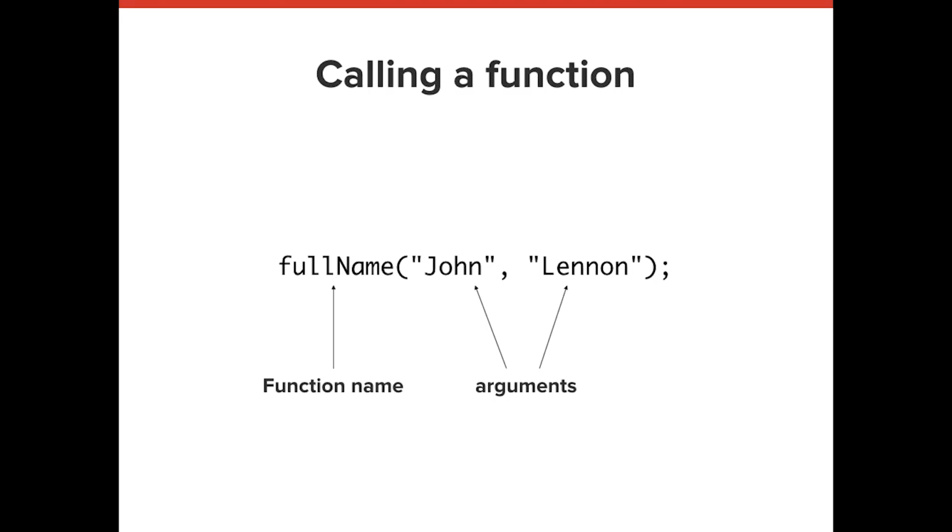So if I want to use this function, I will write this code. I will write the name of the function. I open parentheses again, and for each parameter, I will provide a value. And again, with vocabulary, those values are called arguments. So if I call fullName with John and Lennon, it will give me back John space Lennon.